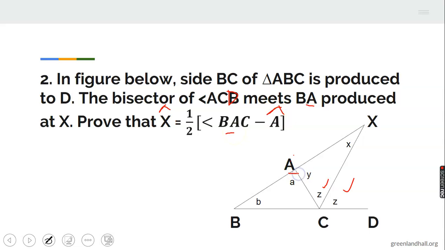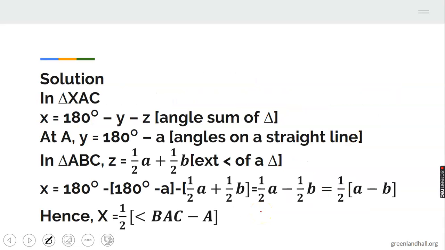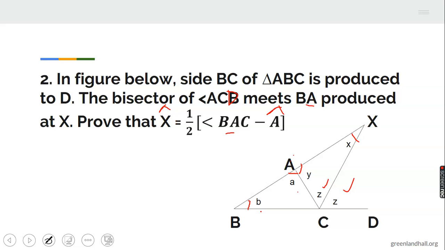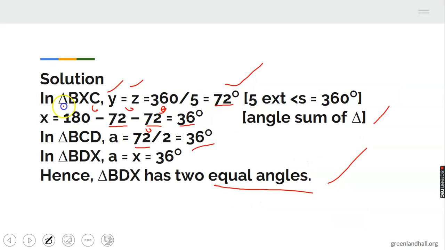I call this angle small a, call this one small b, call this one X, and then I call this one Y. So with that, you know that these two angles Z are equal, and that is equal to A plus B. So this is the proof. From the X, inside that triangle BXC, Y is equal to Z.